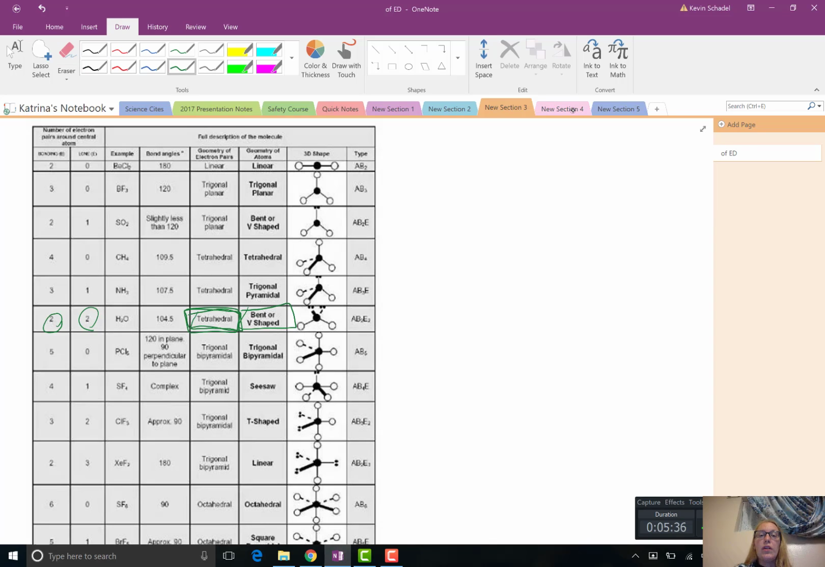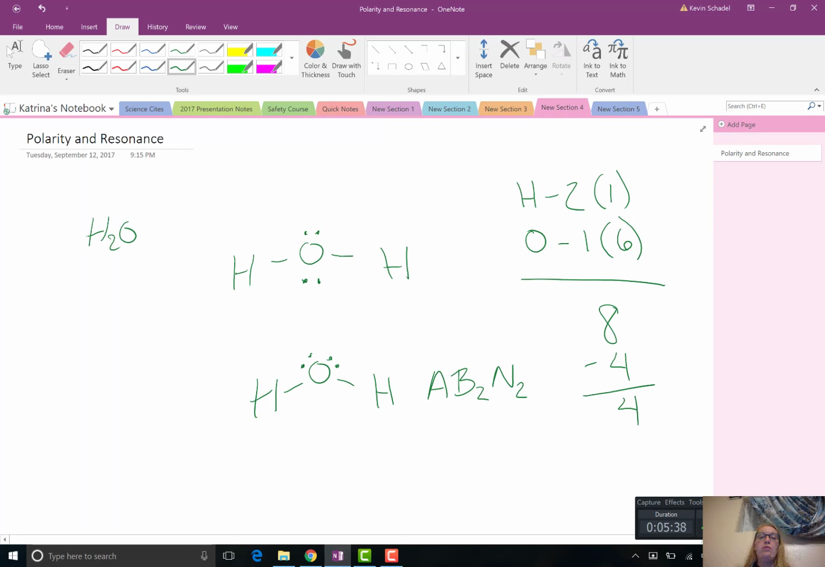So that's a very brief overview about the difference between electron domain geometry and molecular geometry.